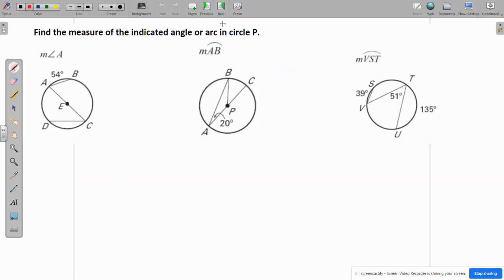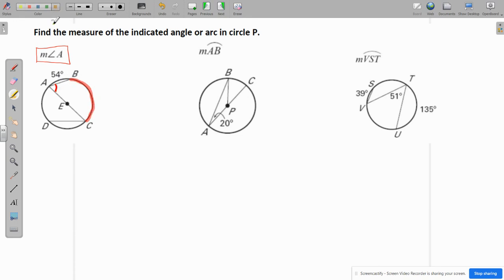So let's apply these 3 theorems to 3 more problems. Find the measure of the indicated angle or arc in circle P. So in this, well, I guess this is circle P, but we also have circle E as well. For any of these, we want the measure of angle A here. So that means this angle right here is what we're looking for. I can see that this angle intercepts this arc BC. So I know that this angle is 1/2 the measure of this arc.